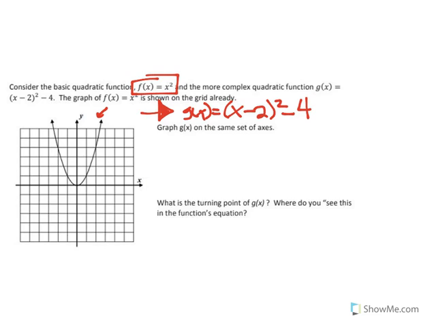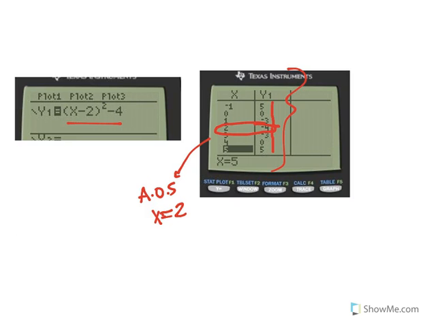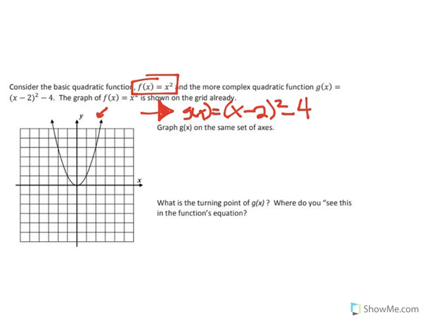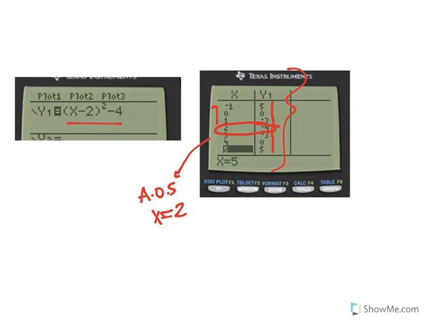So let's go back and plot that point. Was it (2, -4)? So 1, 2, 1, 2, 3, 4. There is your vertex. I've got an axis of symmetry on that point. And let's plot a couple points above it and a couple points below it.